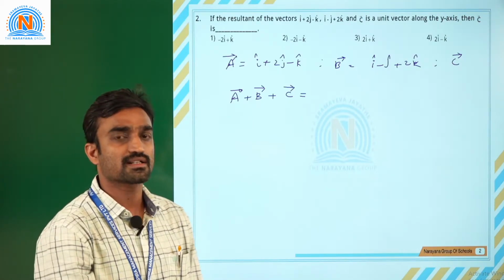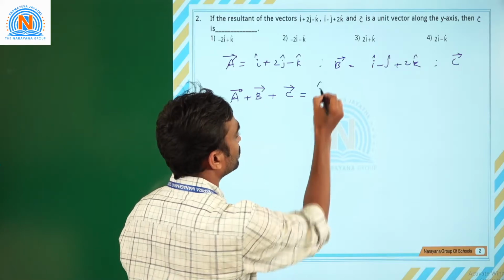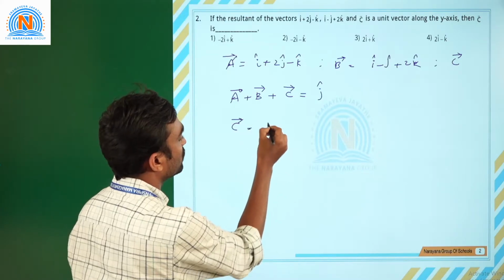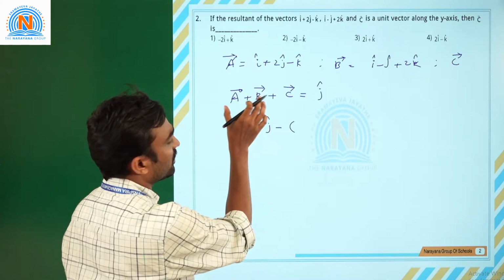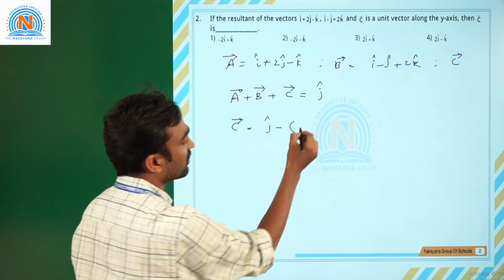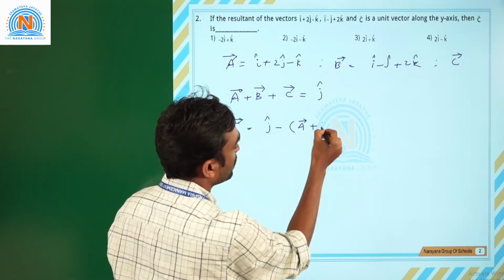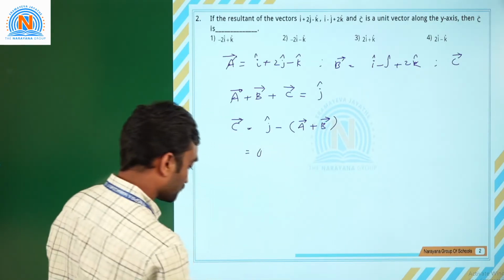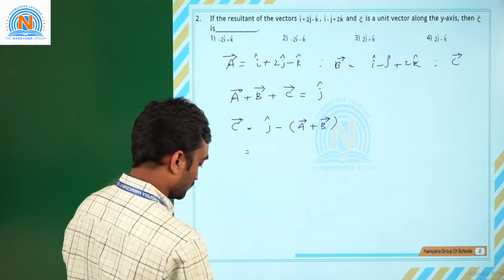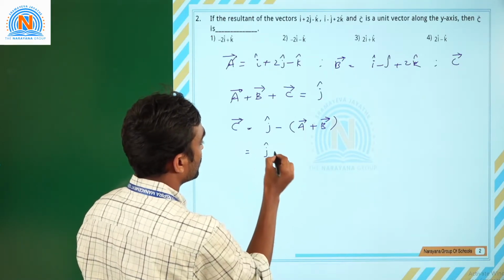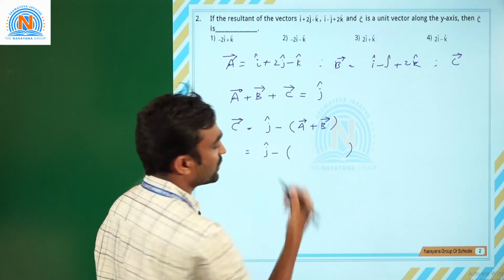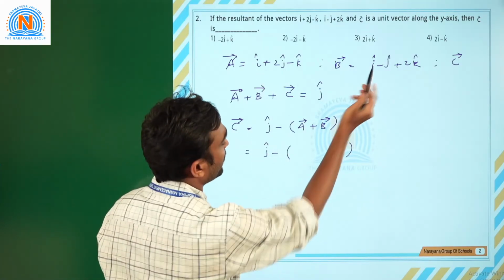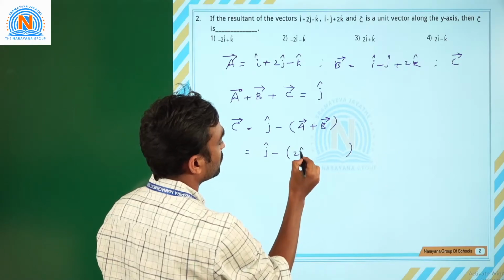What is the unit vector along y axis? That is j cap, right? Now the vector c bar we are going to find is equal to j cap minus, bringing these two vectors a and b to the right side, a bar plus b bar. So if you simplify this, j cap minus, so a bar plus b bar, add two vectors. How to add? Add their components, i cap plus i cap, that is 2i cap, right?